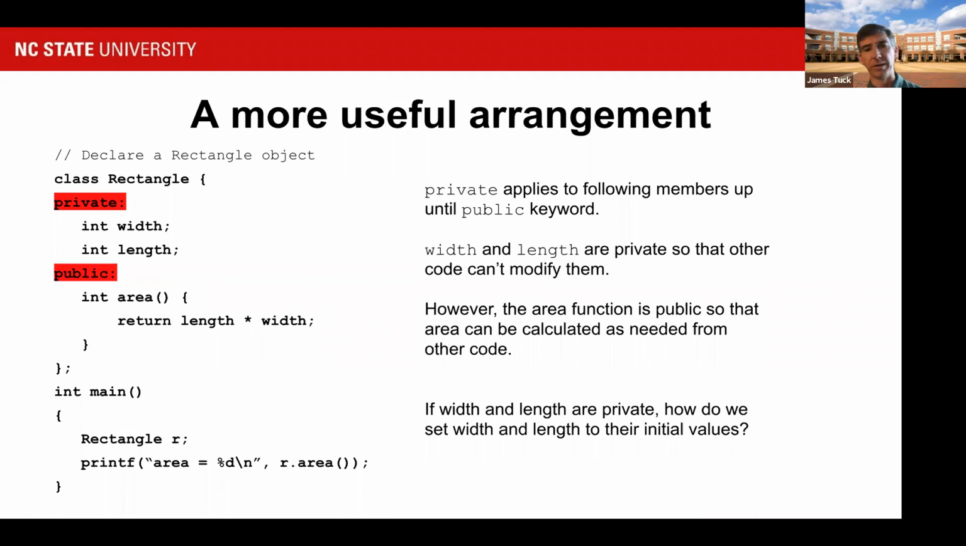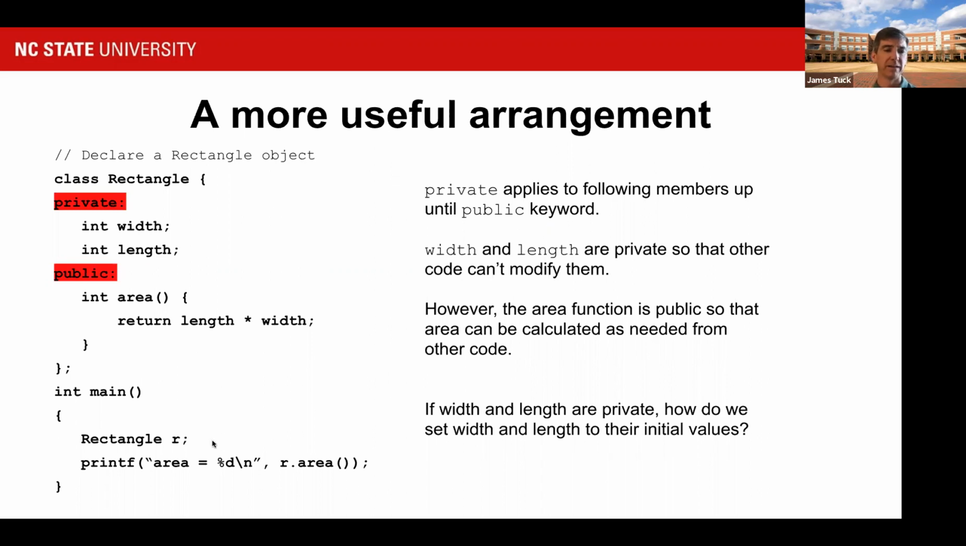Now, a more useful arrangement that's often followed when we make objects is that we want the data members to be private so that they can't be modified arbitrarily by other code. But we make the member functions public so that any other code can call those member functions and query the status of the object. So here I've put private at the top and made width and length private. And then after it, I have the public keyword, and everything that comes after public now becomes public.